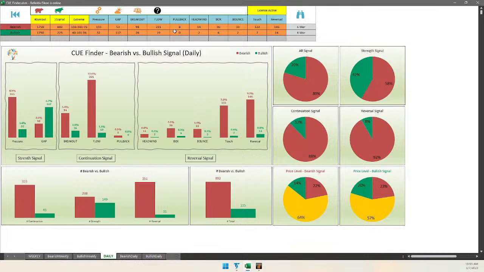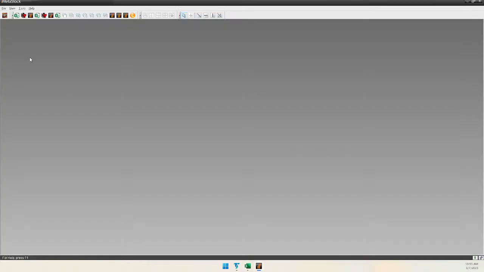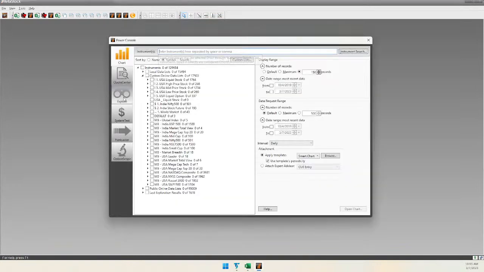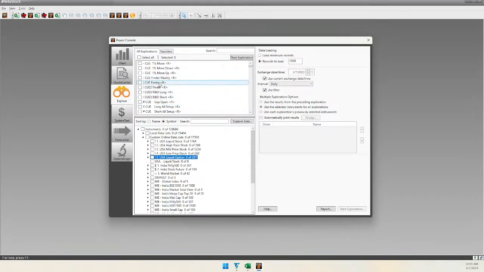But how do I populate the data here? That is based on QGlobal's Finder scan. So on QGlobal on Metastock, if I go to Explorer, I have the Finder scan and the Finder weekly scan. Finder weekly scan is to be run on weekly time frame, and daily scan has to be run on the daily time frame. Do I run Finder weekly every day?